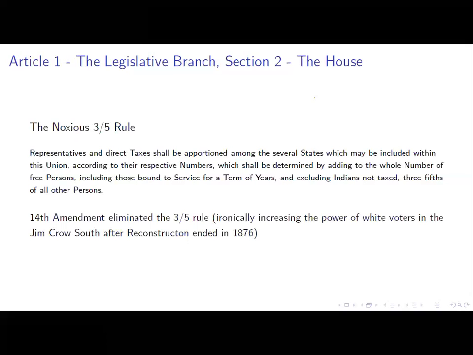Once that 3/5 rule is removed by the 14th Amendment, they're going to rewrite this paragraph as part of the 14th Amendment, right after the U.S. Civil War. That's going to have the effect of increasing the representation of the U.S. South, and it's going to increase the power of white voters because they're going to effectively disenfranchise freed blacks during that period.